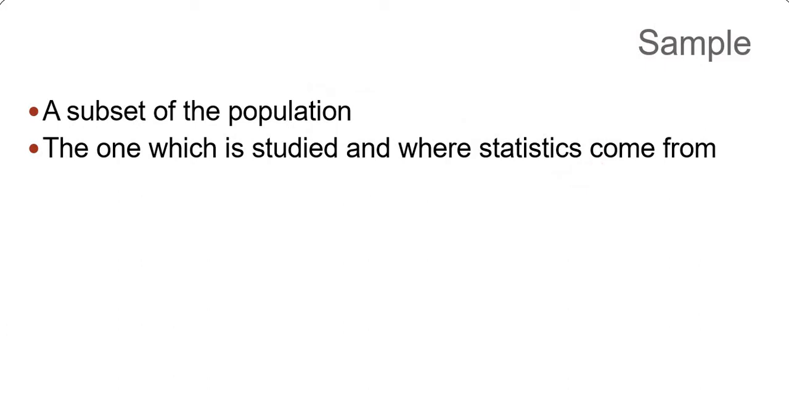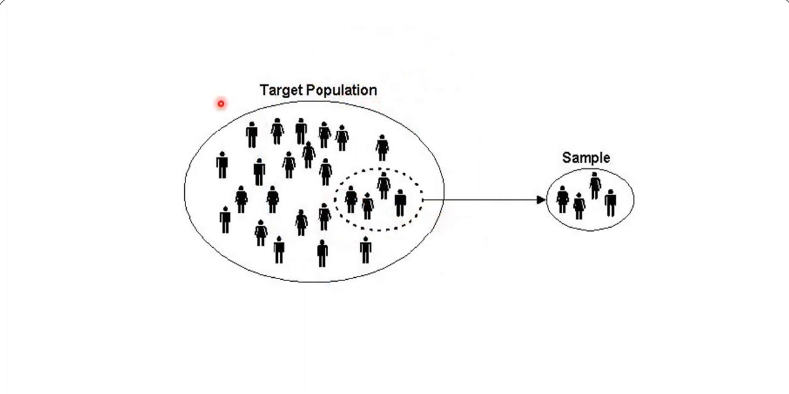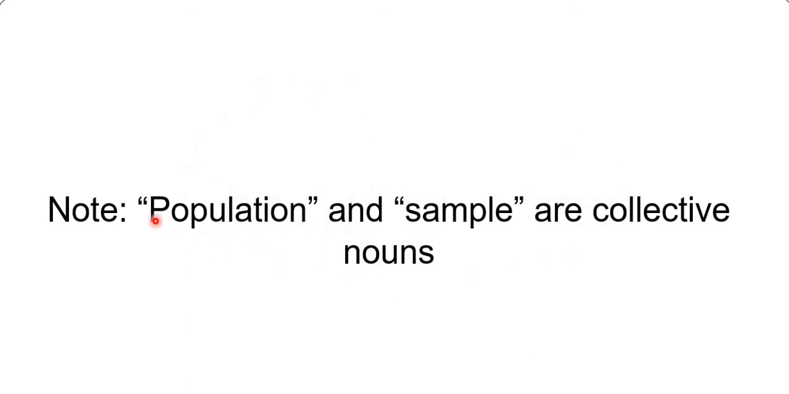So just as an illustration, here we have our population and we shall get only a small portion of it, which is the sample. Another illustration, if this is our target population, then we shall get this one, which is our sample. Do take note that population and sample are collective nouns, meaning they refer to a collection of objects, people, events, or anything that we shall get our information from.